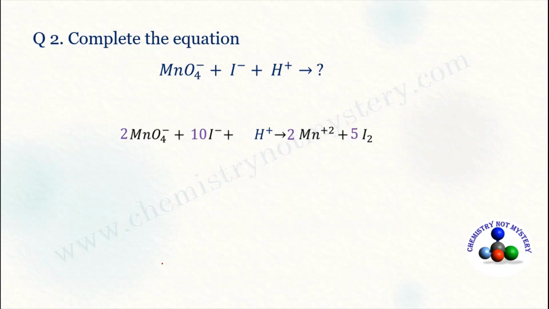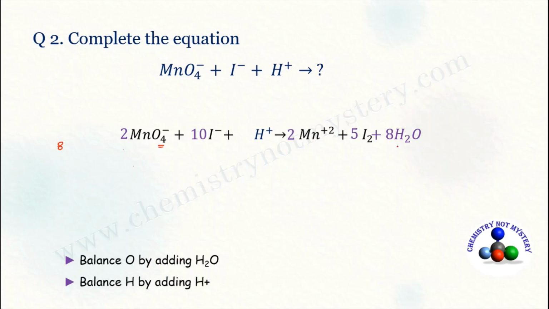Now balance the oxygen by adding water molecules. First of all, calculate the oxygen on this side of the reaction. On the left side of the equation 2 multiplied by 4, that means there are 8 oxygen. But on the right side of the equation there is no oxygen. So here you will add 8 water molecules. Now balance hydrogen by adding H plus ions. There are 16 hydrogen while there is just 1 hydrogen, so you have to write 16 in front of H plus ion.